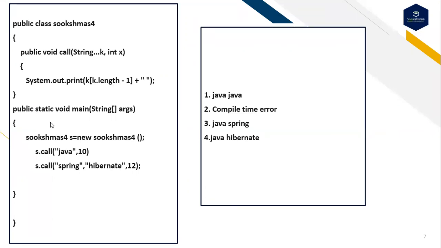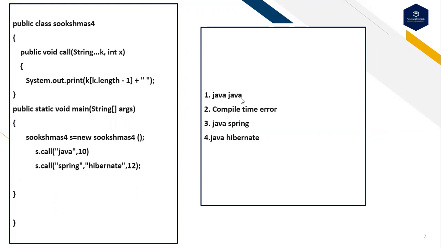Okay, then execution of the program begins from public static void main. I have created the object for Sookshmas5 with the help of the reference. I'm calling the method call, and also I'm passing the value Java followed by 10. And here again I'm calling it, passing Spring as well as Hibernate followed by 12 as arguments for the method call.